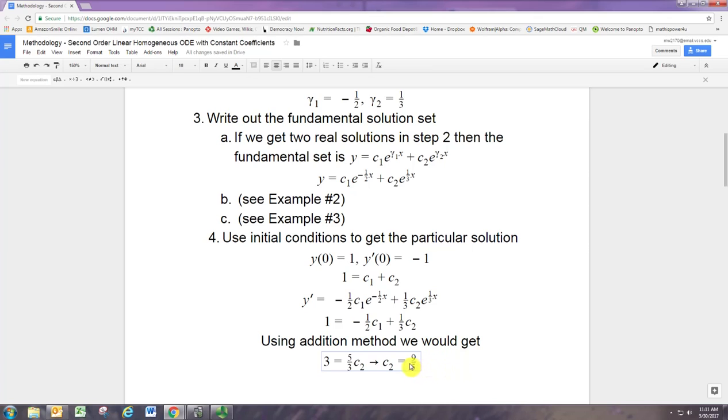All right, to get C1, we just go back to the easier equation and realize they have to add up to 1. So that would tell you that C1 would have to be negative 4/5.